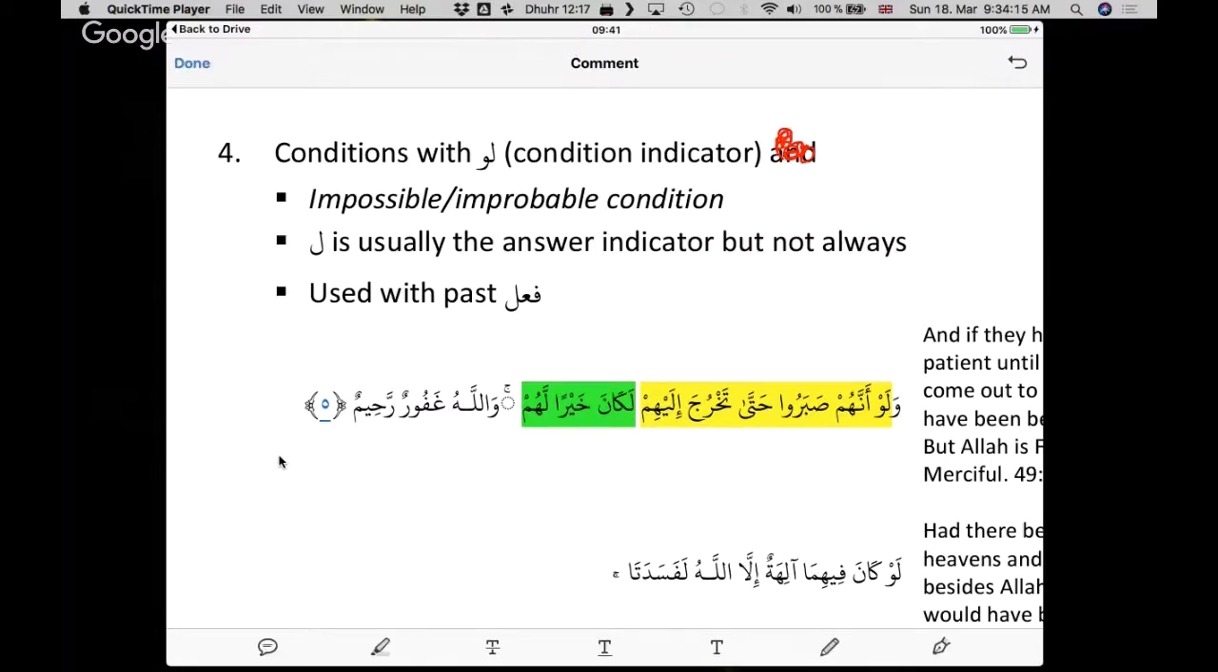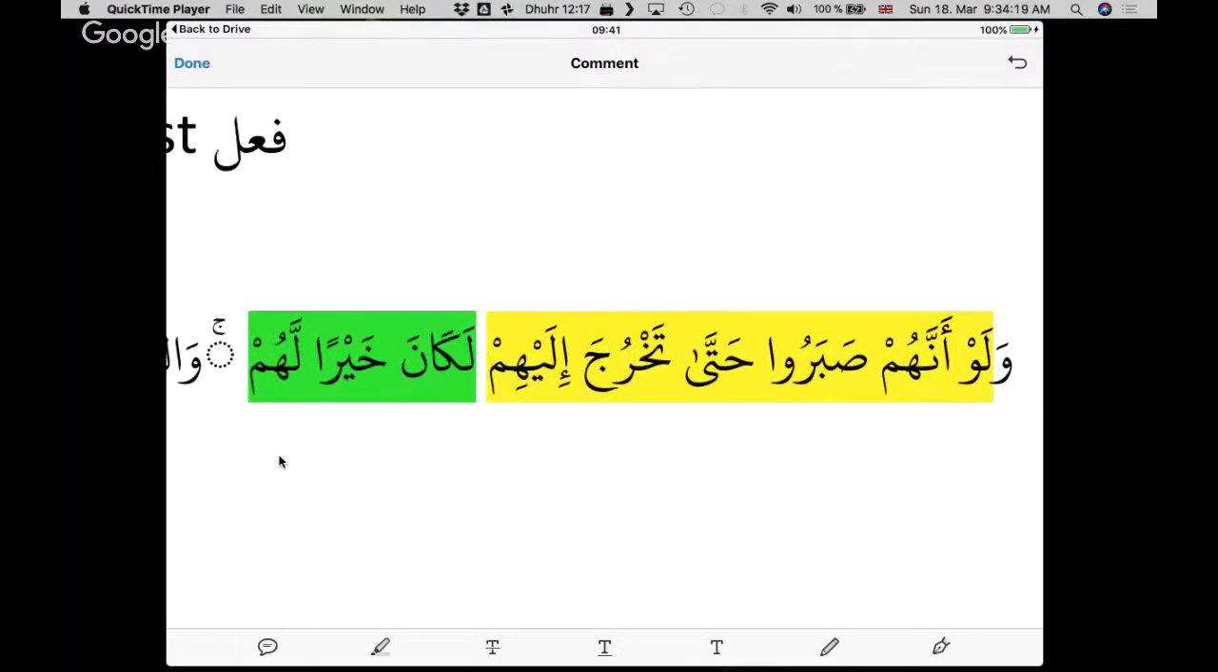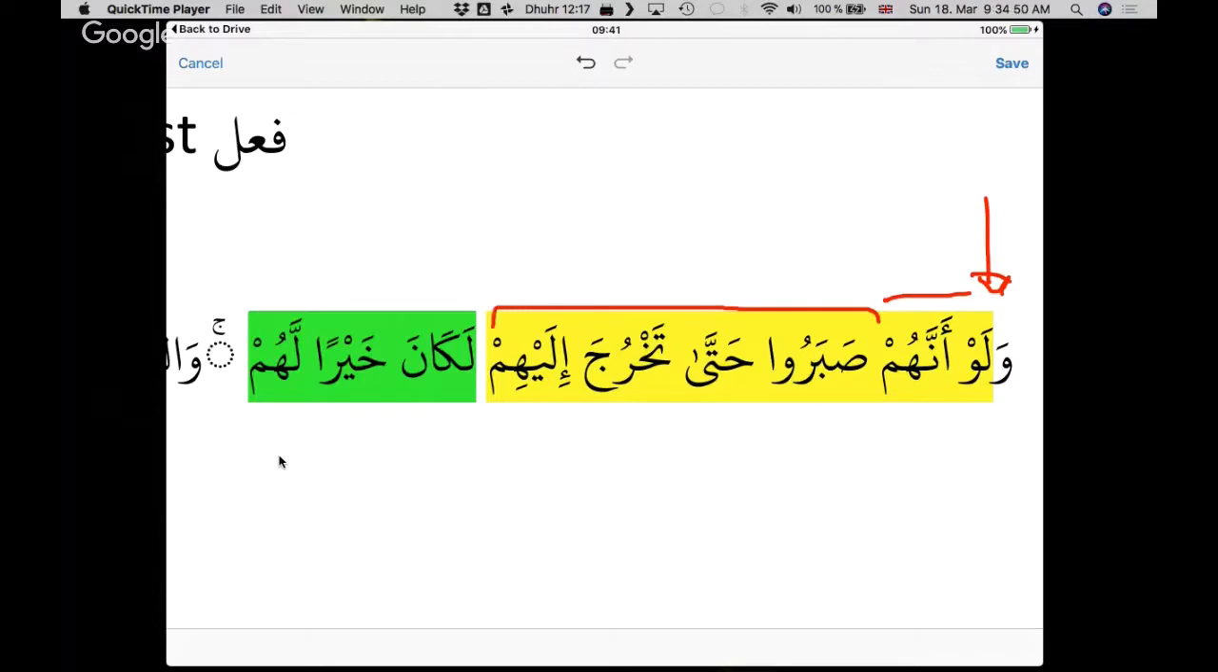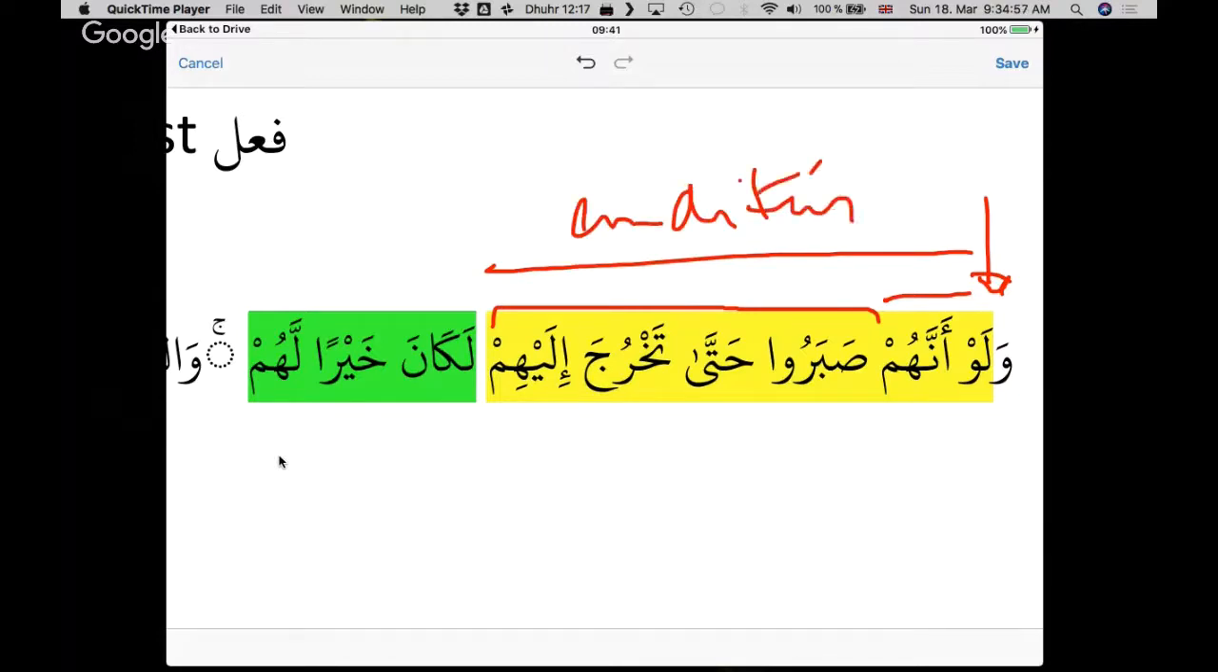Taking a look at this example: وَلَوْ أَنَّهُمْ صَبَرُوا حَتَّى تَخْرُجَ إِلَيْهِمْ. So you find law here. This is the beginning of a Jumla Ismiya, annahum, and then this entire Jumla Fi'liya is basically the khabar of the Jumla Ismiya. So you pick up everything and you say it's a condition, because it starts with law. And then you find this lam. Lakana khairan lakum.